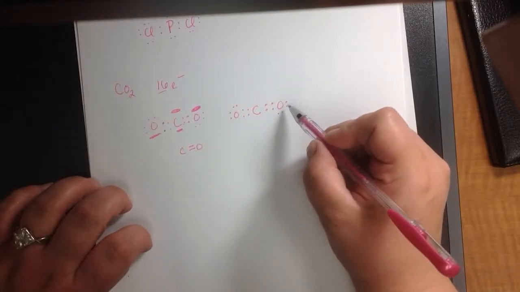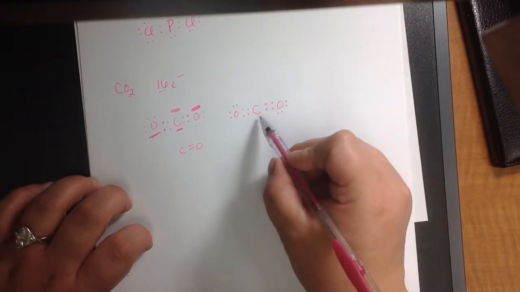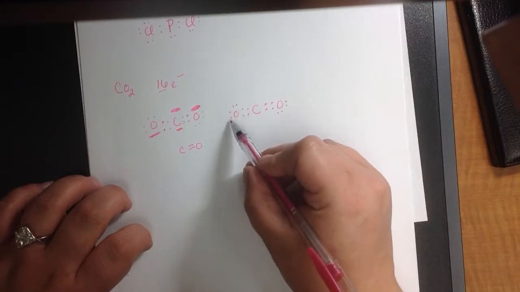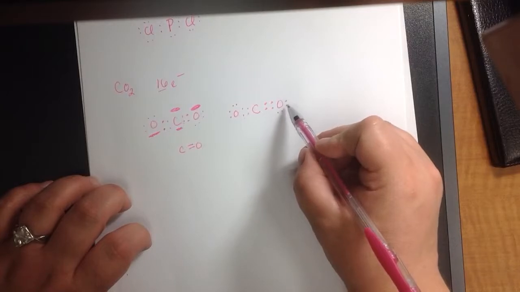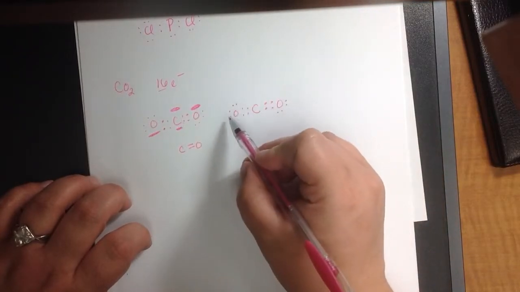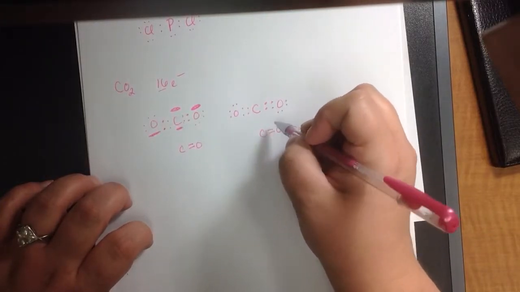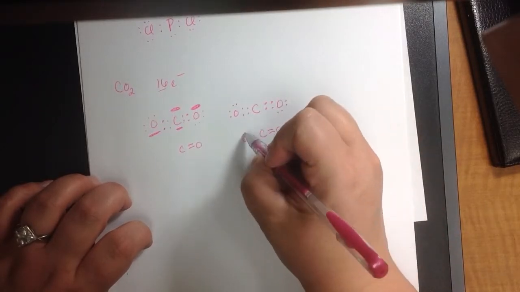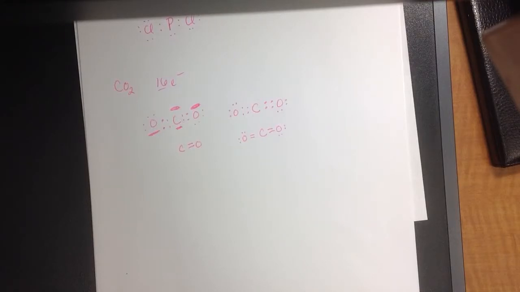Now let's count. We've got 8 around this oxygen, 2, 4, 6, 8. Carbon has 2, 4, 6, 8. And oxygen has 2, 4, 6, 8. We're good. Now let's count, make sure we have 16 electrons. 2, 4, 6, 8, 10, 12, 14, 16. This is the right structure right here. Another way to draw that would be like that. So carbon has 2 bonds to both oxygens.